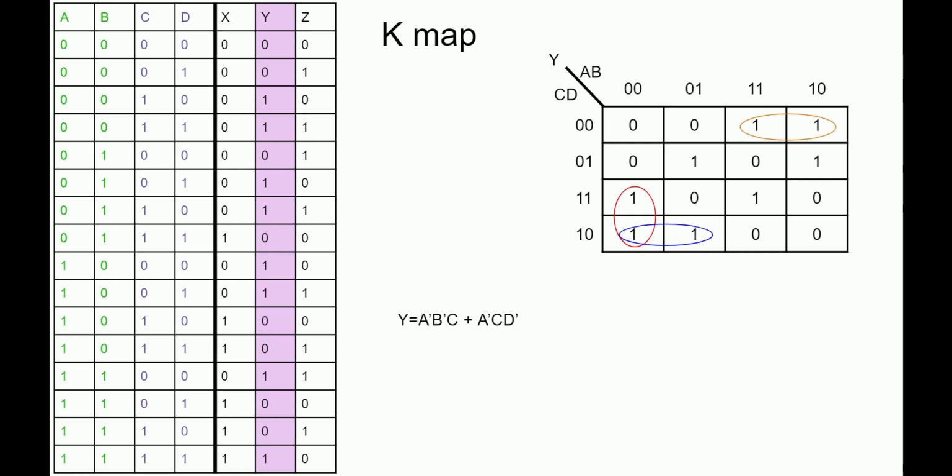Similar thought up here. It stays in that first row, not C, not D. A stays the same as a 1. B changes going from 1 to 0. So we would have A, not C, not D. Here we stay in the same column, so we'll have A, not B, and then D changes from 0 to 1. C stays the same, so we'll have our A, not B, not C.